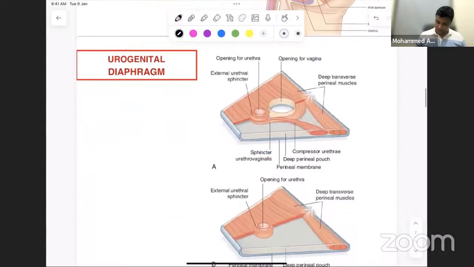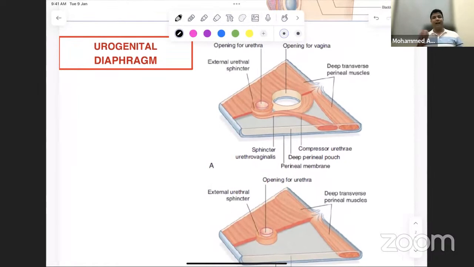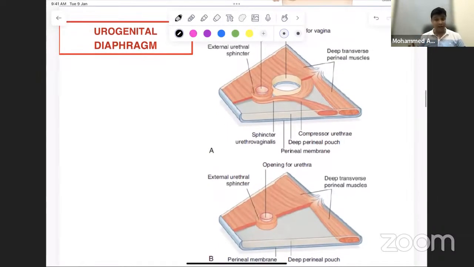And once you remove this, this is how the diagram looks. This is the urogenital diaphragm. Now, based on whatever I told you, you'll be able to easily differentiate. Can you look at the diagram and tell which one is in the female and which is in the male? In the diagram above here, this will be in the female. You are able to see one separate opening for the urethra and for the vagina.